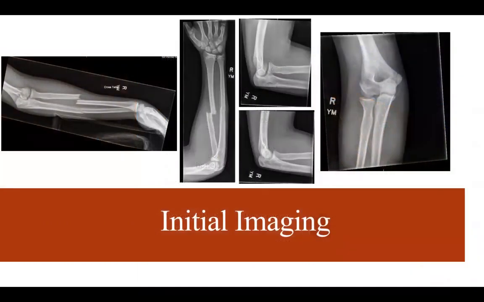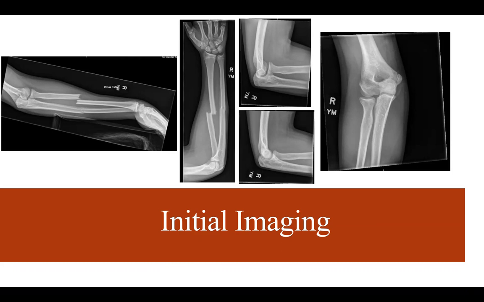So we did initial imaging. We have an AP and lateral here. We have a skeletally immature forearm with a radial and ulnar diaphyseal fracture. It's moderately displaced, and we see minimal comminution. We also have orthogonal X-rays of the elbow and wrist, evaluating for ipsilateral injury.